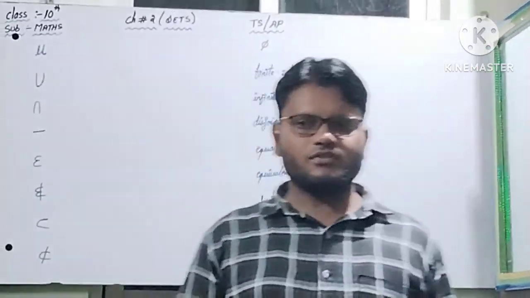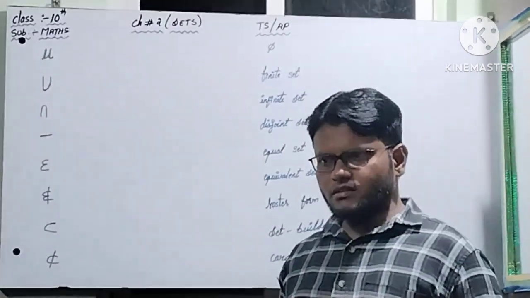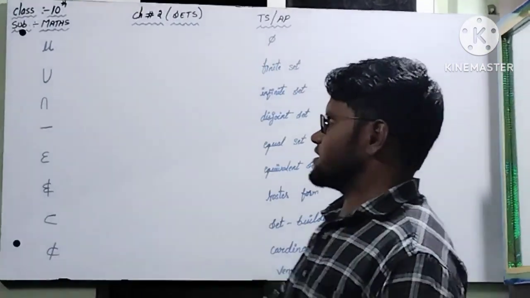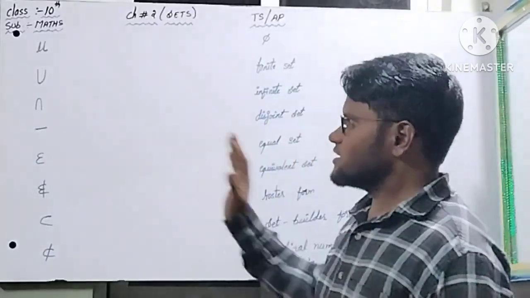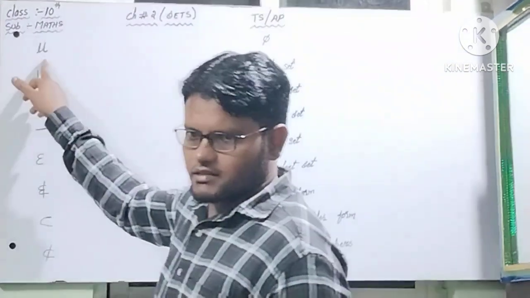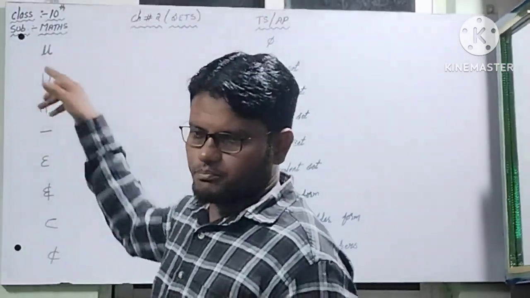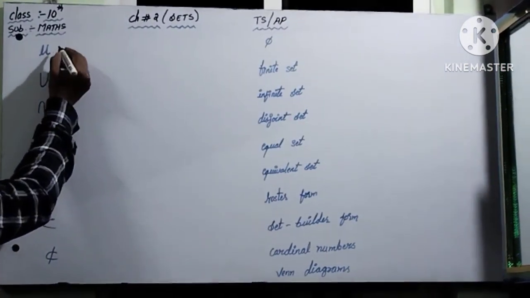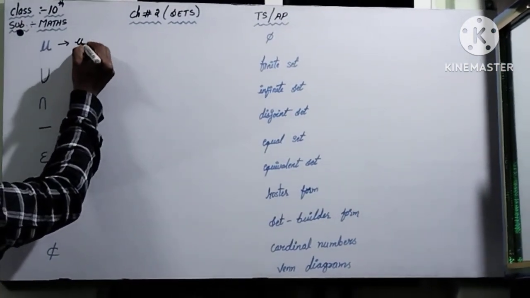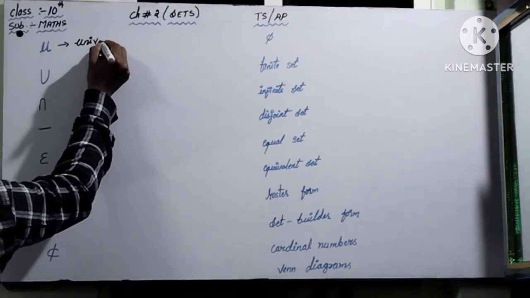Some of the types of sets. What are those? Here, see, I have written on the board. This is called mu, the universal set.